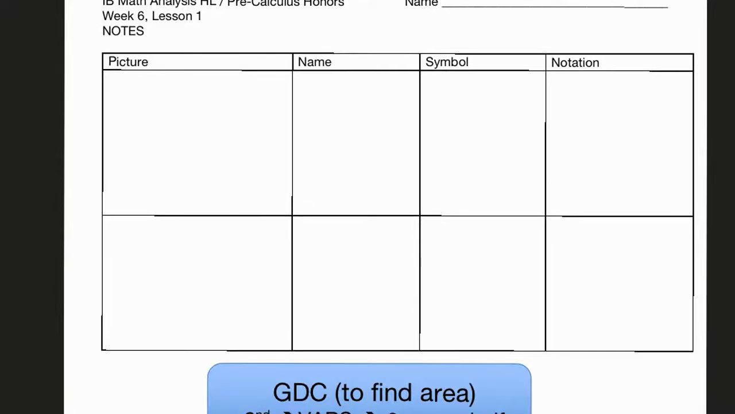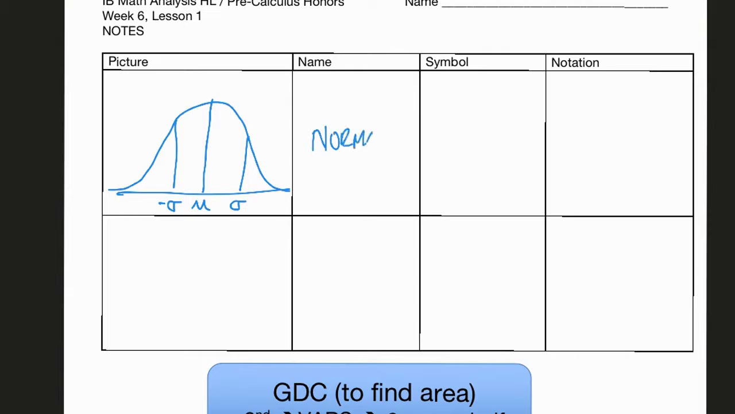Week 6, lesson 1. Okay, so I'm going to draw a normal curve the way you've seen these before, or at least I hope you have seen these before in Algebra 2. Normal curve where the high point is represented by the mean, and it's counted out on both sides by standard deviations, which are represented by the letter sigma.